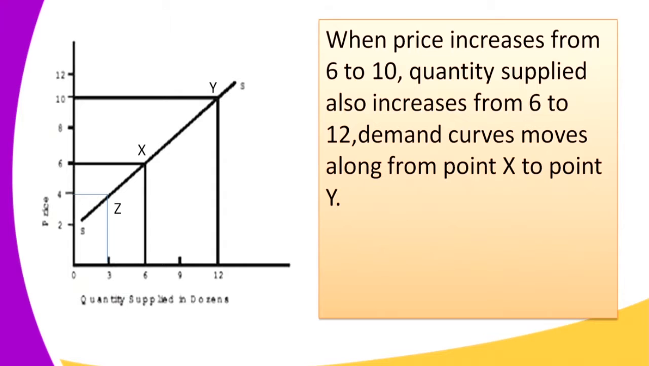On the other hand, if price decreases from, for example, 6 to 4, we find that the quantity supplied decreases from our initial point, which is point X, corresponding to quantity supplied 6. So quantity supplied decreases from 6 to 3. And therefore, there is movement along the supply curve, that is from point X to point Z. And that is how we explain the movement along a supply curve.